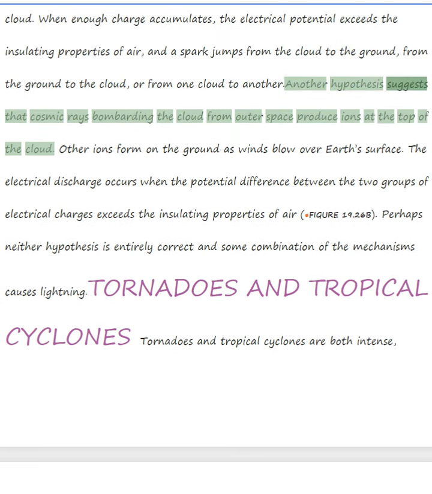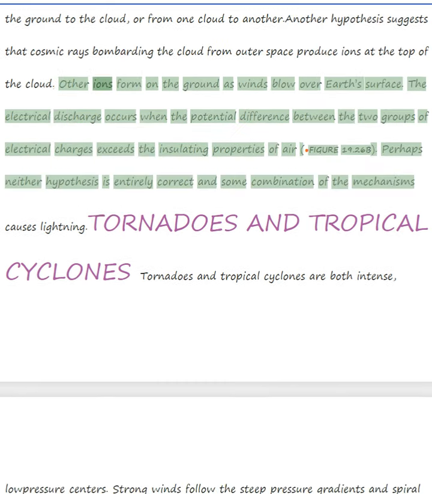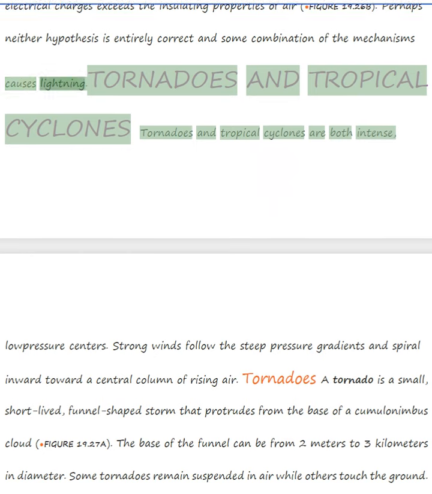Another hypothesis suggests that cosmic rays bombarding the cloud from outer space produce ions at the top of the cloud. Other ions form on the ground as winds blow over Earth's surface. The electrical discharge occurs when the potential difference between the two groups of electrical charges exceeds the insulating properties of air. Perhaps neither hypothesis is entirely correct, and some combination of the mechanisms causes lightning.